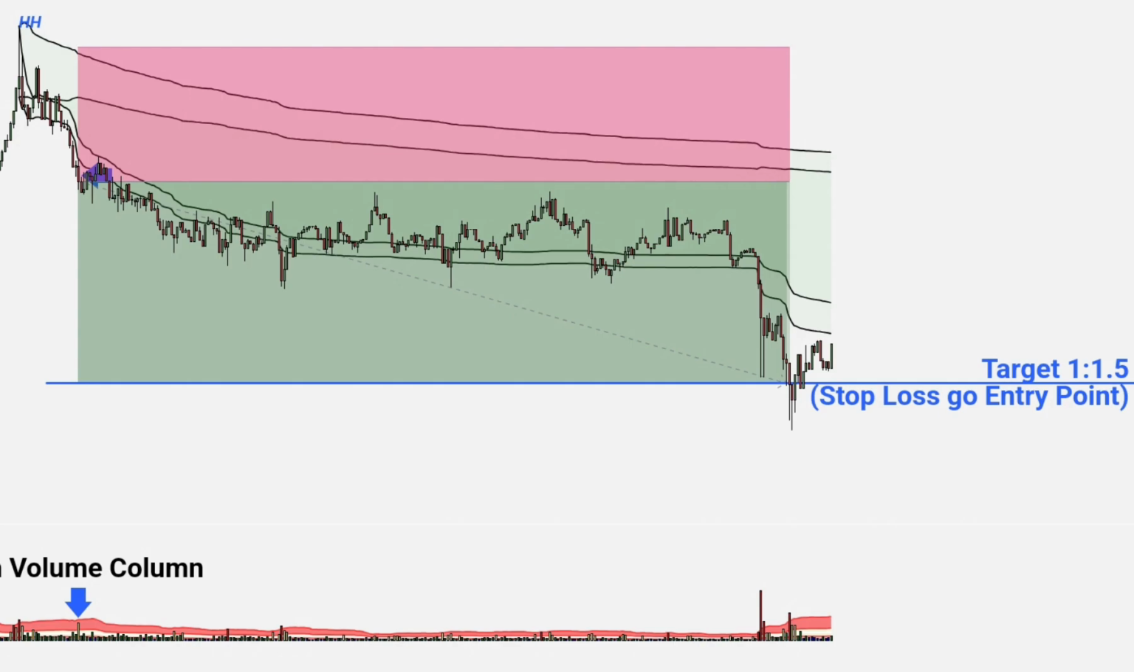Of course, we set the risk-reward level of 1.5 as the first target, and when we reached this point, we did not forget to close the trade completely or take partial profit and reduce the stop loss level to the trade entry point.